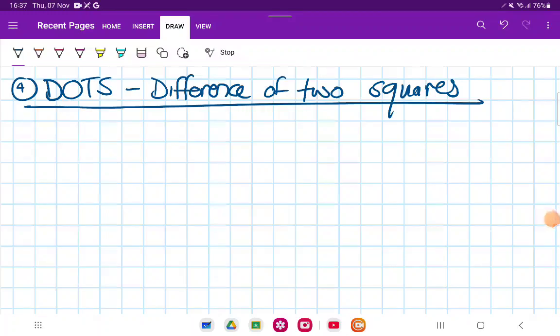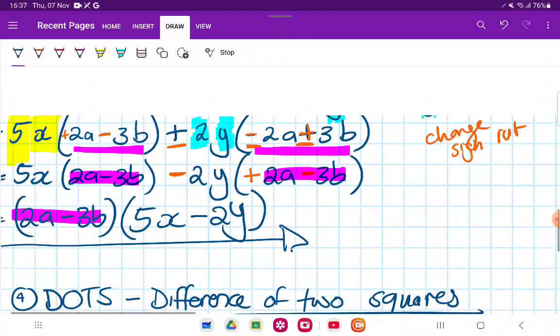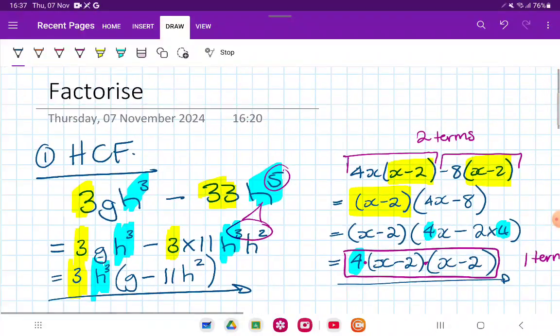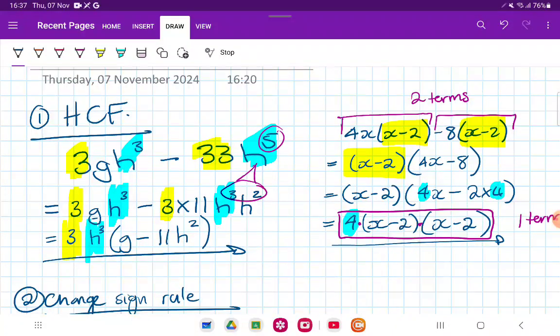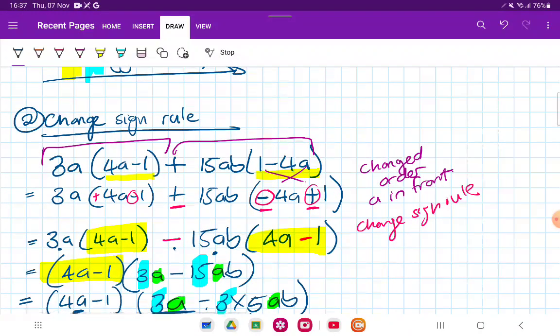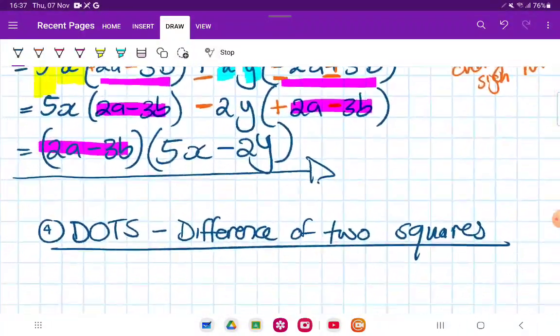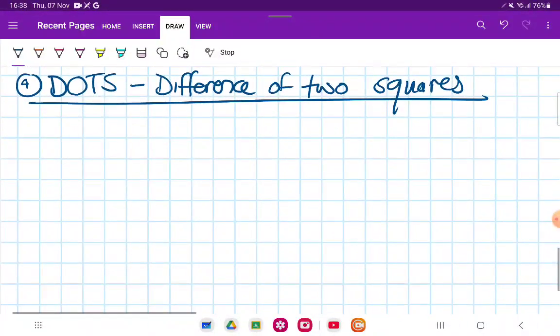Okay, welcome back. So in this one, we are going to look at the difference of two squares. We've been factorizing, and what we did was we started with the highest common factor. Then we looked at if it's just a binomial versus taking out the bracket. After that, we looked at the change sign rule, and then we looked at grouping in pairs. Now we're at number 4, factorizing DOTS.